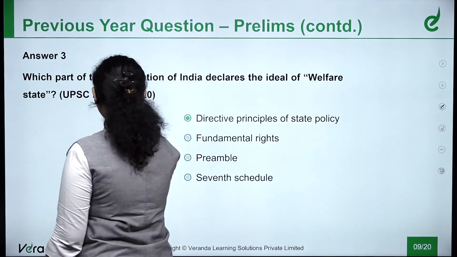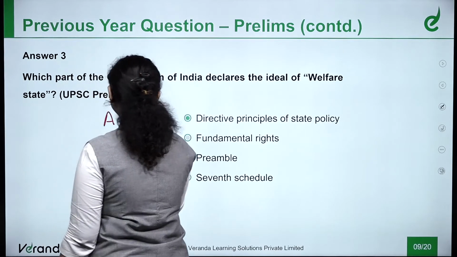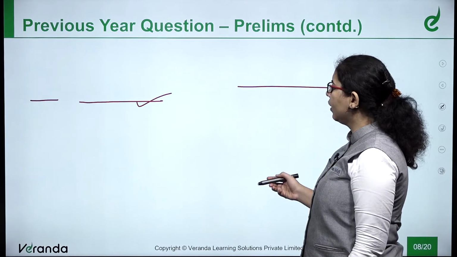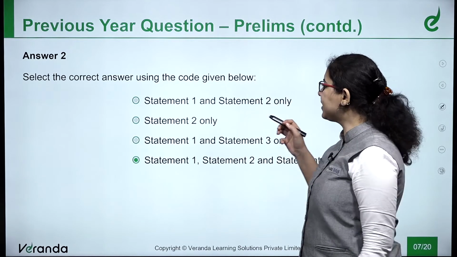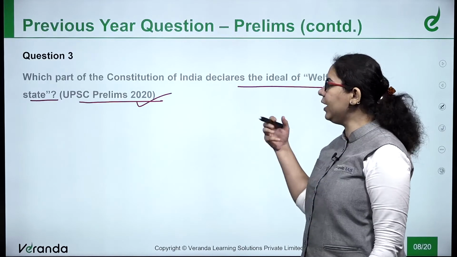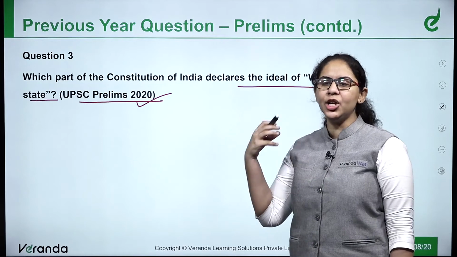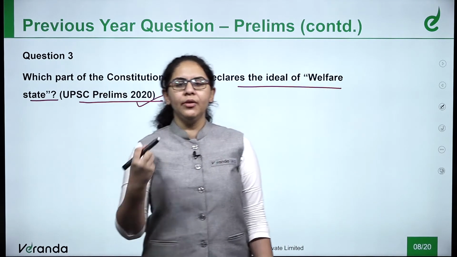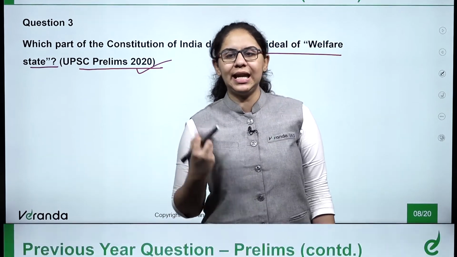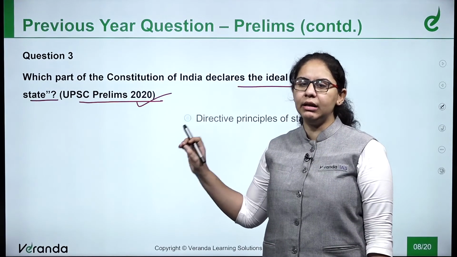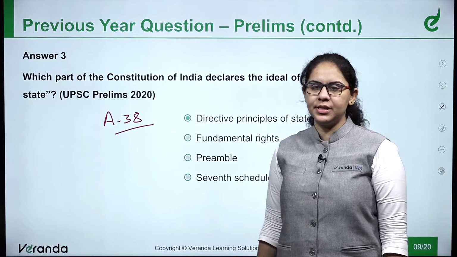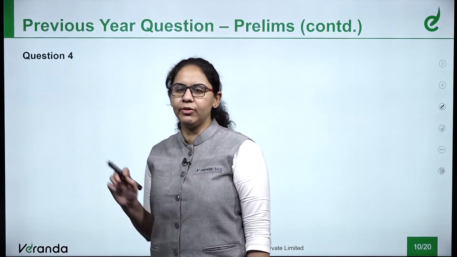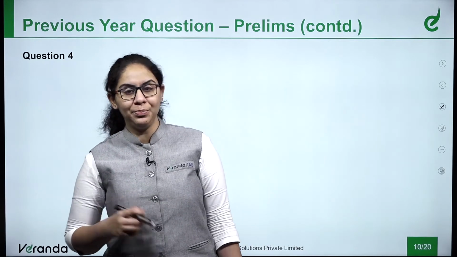Under Article 38, it is mentioned that India should take steps to be a welfare state. The Indian government should promote the philosophy of a welfare state. So basically it is given in Article 38 in DPSPs. You have to remember this. When you learn the list of DPSPs, it will be easier for you to crack prelims.